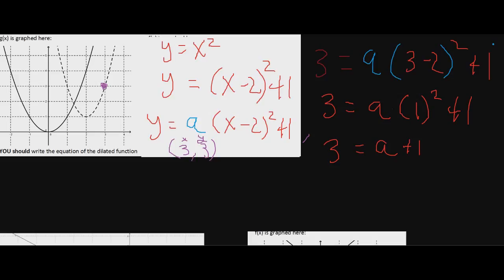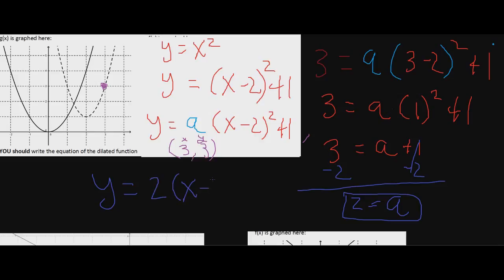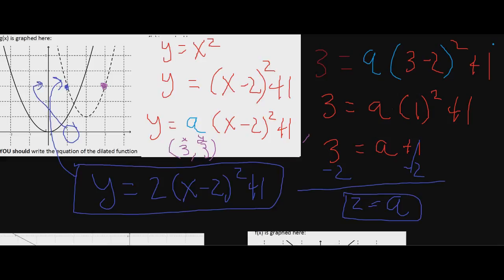Now how do we undo addition? We just subtract 1 from both sides. So we're going to get a is equal to 2. Therefore, my new equation is going to be y equals, look up here, I'm plugging in my a value for the a right there. So that's just going to be 2 times (x minus 2) squared plus 1. And that is my new equation for this here. And you can even plug points in here and see if you get this value right there. So plug in 1 and see if your y value is 3, and you will see that that is the case. All right, let's move on to something more complicated.